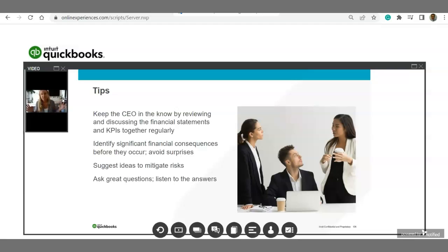And of course, suggest ideas. We talked about today, lots of ideas you can suggest that might mitigate risk. Ask them questions, listen to their answers.